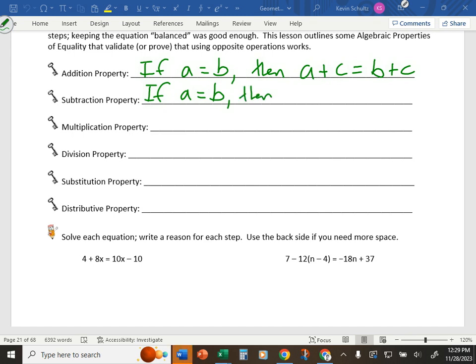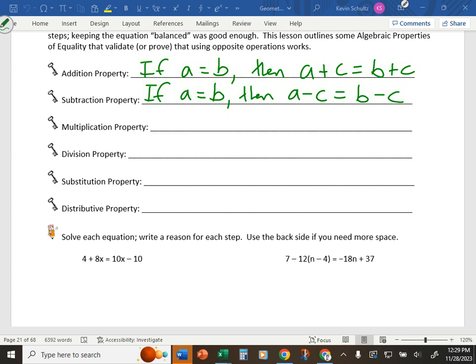I'm with you, Schultz. If A equals B, the subtraction property says, then A minus C equals B minus C. Same premise here: if you have two things that are the same, and you subtract the same value from each of them, it's still going to be equal. You still have the same equal value. Also, notice these are written in if-then form, so they are conditional statements. Kind of go back to what we talked about in video 12.